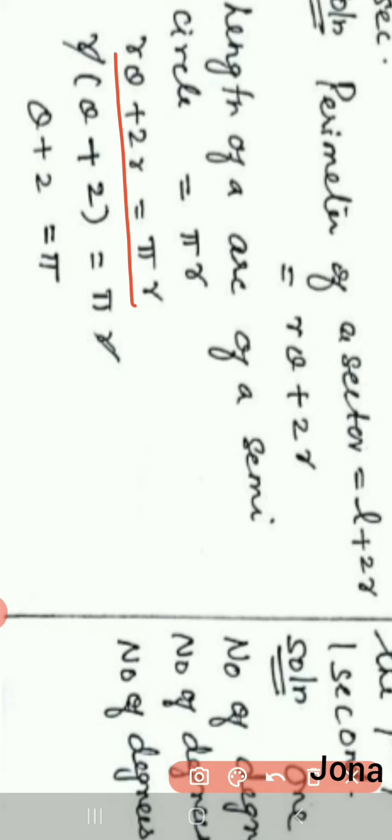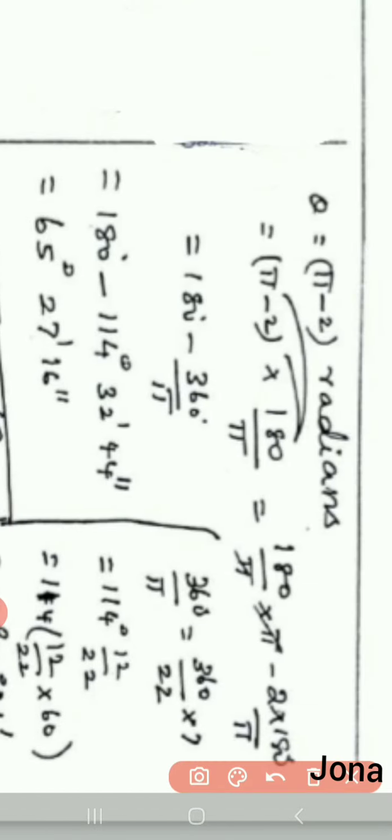Here I can take r as common, and I can cancel r and r. So theta plus 2 equal to pi. I can keep theta here itself and take 2 to the other side, so that I have theta equal to pi minus 2 radians. I want to convert this into degrees.